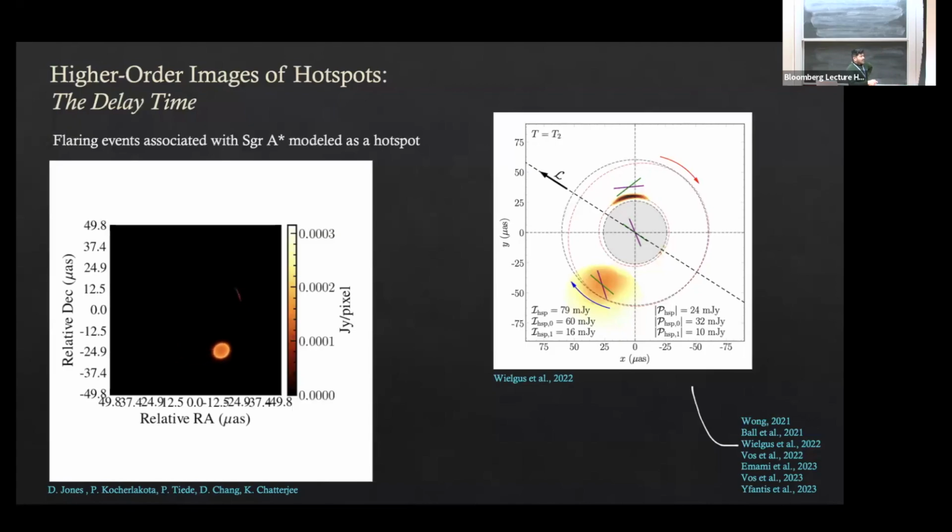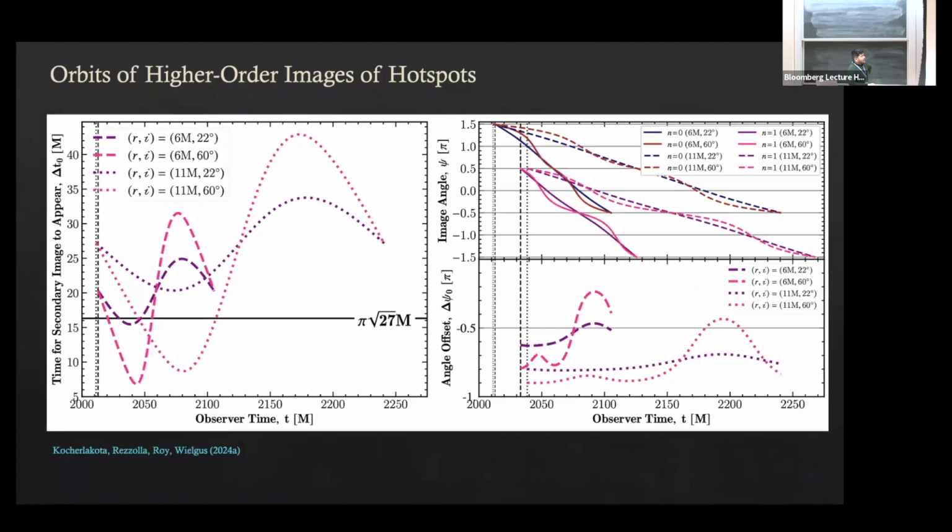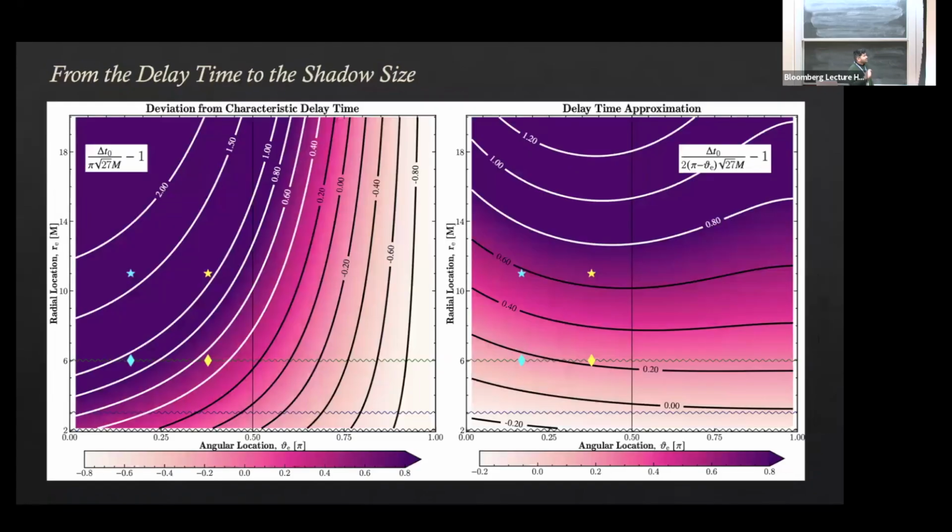So what we're talking about is the time delay between the appearance of these two images, whether we can actually get the n equal to 0 and n equal to 1 delay to be quite nicely pi times the shadow size. Okay, so here I compute at the top the exact time delay between the first order image appearing and the 0th order image appearing when the hotspot is at some inclination and at some different radius. And I divide that by the characteristic delay time that we want to go after, because this is the error that will tell you whether you can get the shadow size or not. And you can see that you get large errors in general.